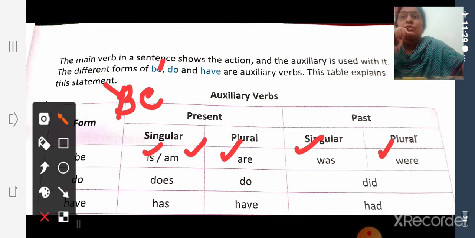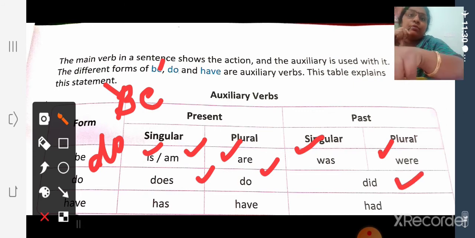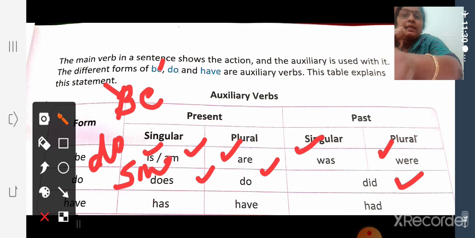Then the next section, do forms auxiliary verbs. Do forms: does and do. Does and do for present tense, did for past tense. Do forms auxiliary verbs: does, do and did. If the subject is singular, we take the S form. If the subject is plural, we take the do form.